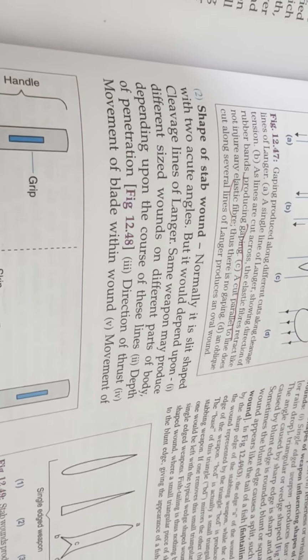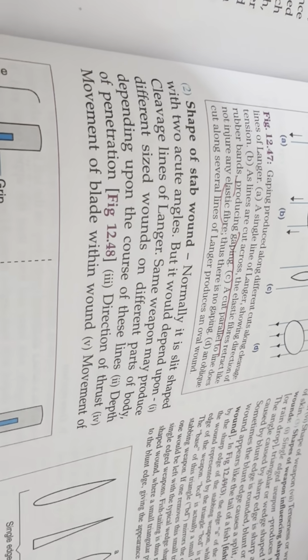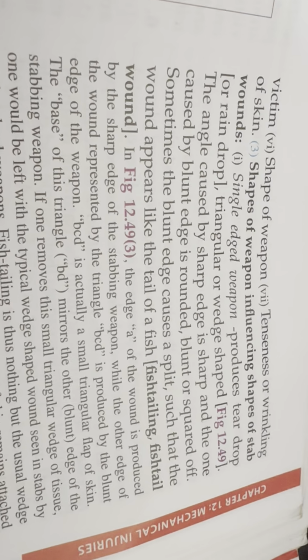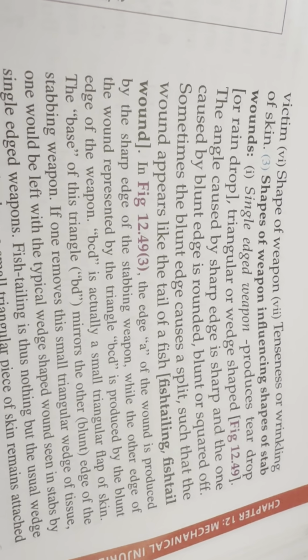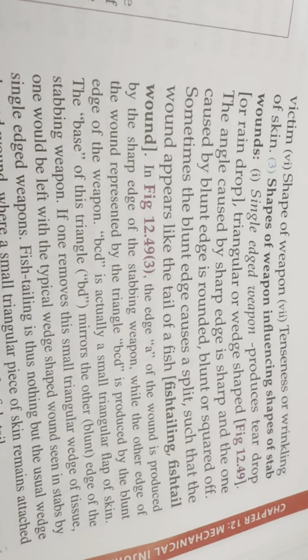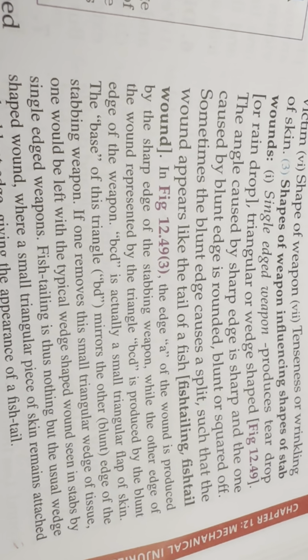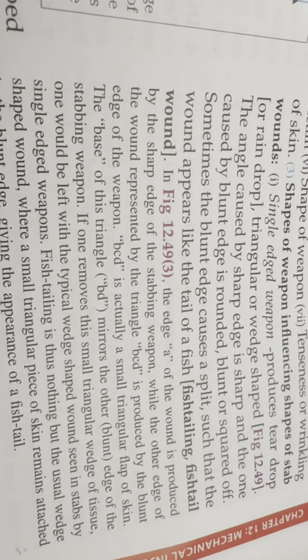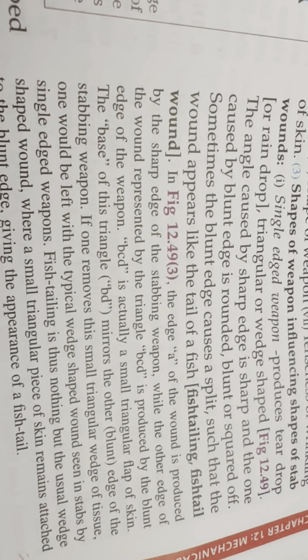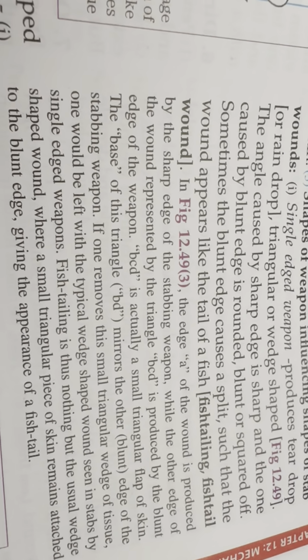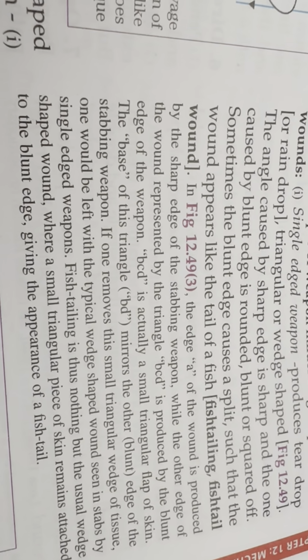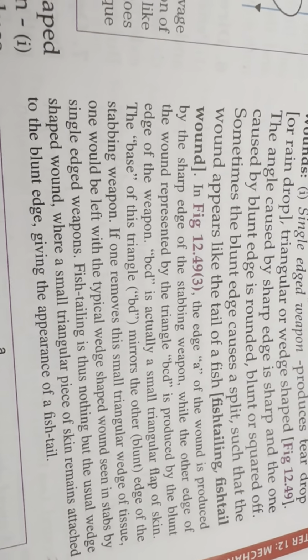Shape of stab wound. Normally it is slit-shaped with acute angle, but it depends upon the lines of Langer, shape of weapon, tenseness or wrinkling of skin. Shape of weapon influences shape of stab wound. A single-edged weapon produces a teardrop or raindrop, triangle or wedge-shaped wound. This angle is produced by the sharp edge, and the other end may be rounded, blunted, or squared off. Sometimes the blunt edge causes a split so that the wound appears like the tail of a fish, a fishtail wound.